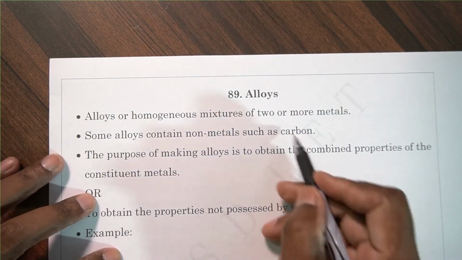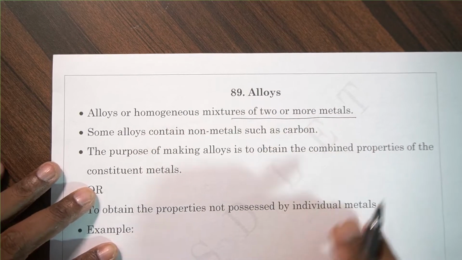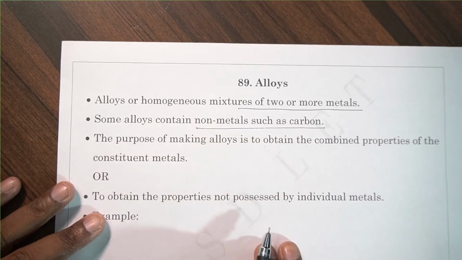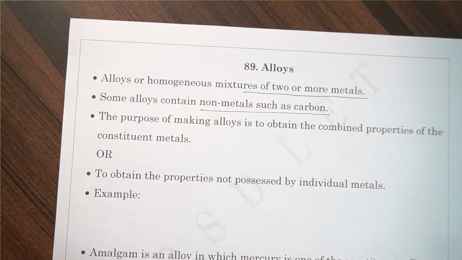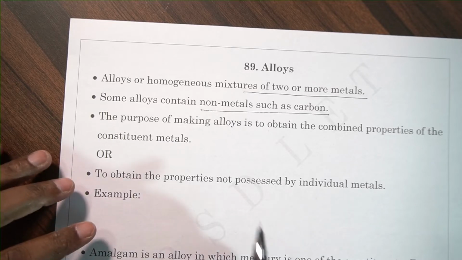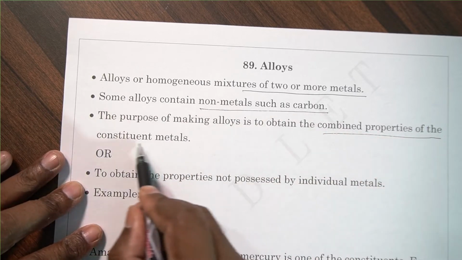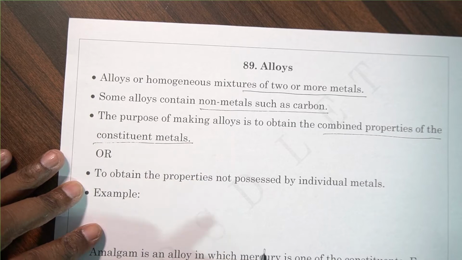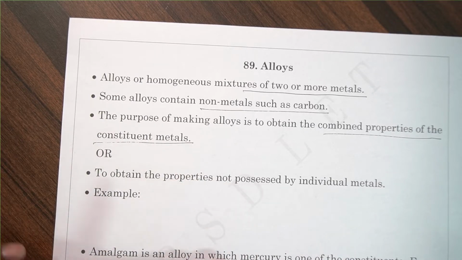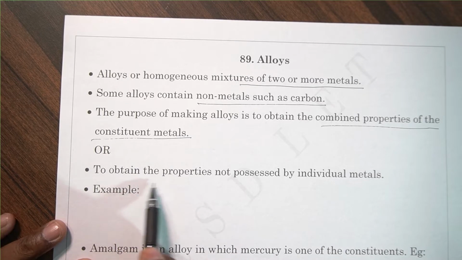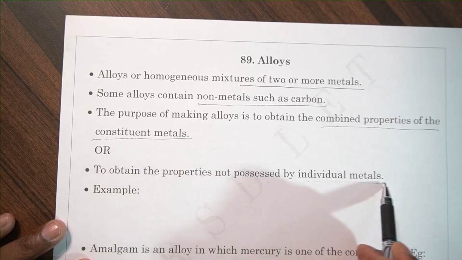A homogeneous mixture of two or more metals is usually called alloys, and some alloys contain non-metals such as carbon. Okay, so I hope you understood what are alloys. When two or more metals are mixed together, it is called alloy. The purpose of making alloys is to obtain the combined properties of the constituent metals. Two metals are mixed together, you get the combined property of both the metals, or certain properties not possessed by a metal can be obtained by mixing it with another. Okay, so to obtain the properties not possessed by individual.